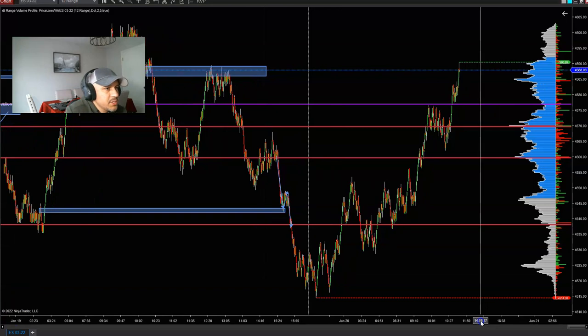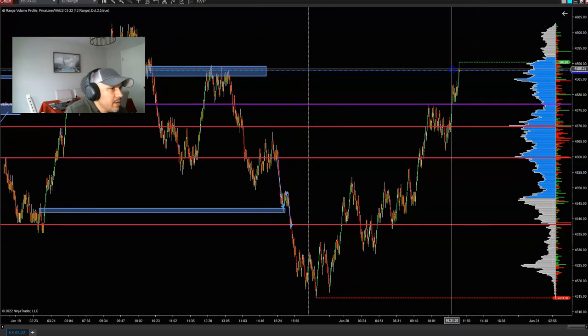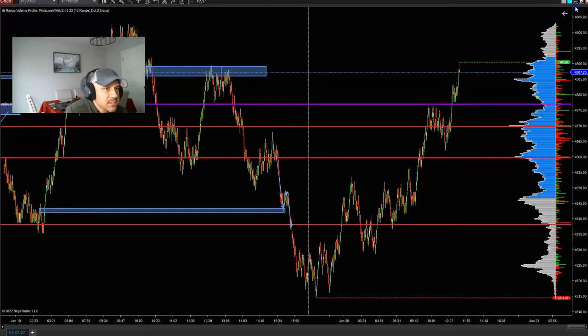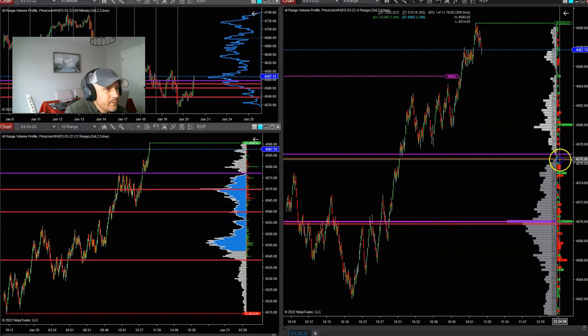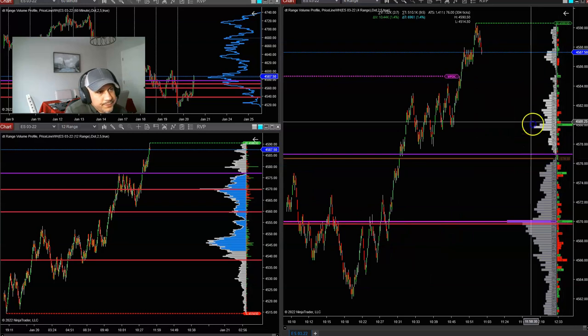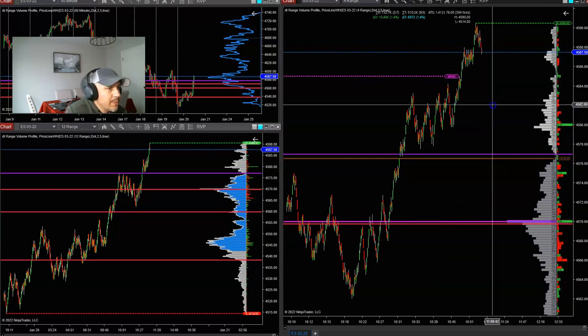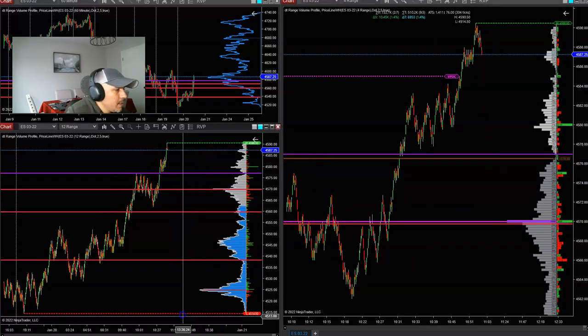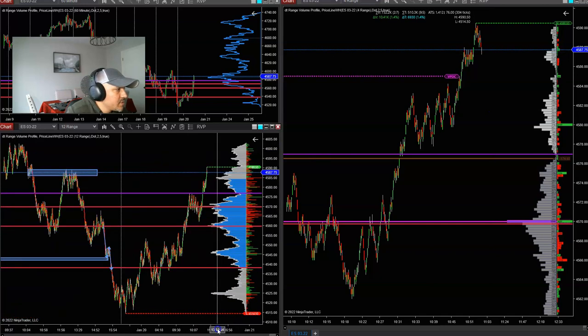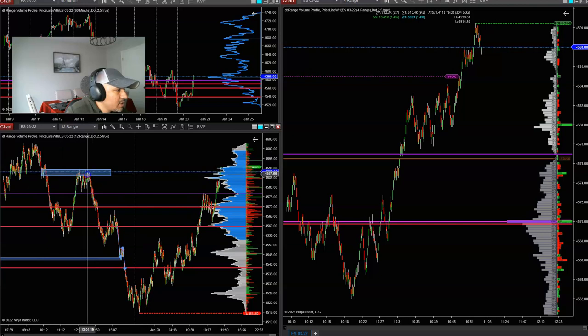All right, so far we're getting a little rejection from the top side right here at resistance, that's supply. Let's see what happens here. I'm looking at both my 12 range and my 4 range right now. This is the area right here. It's resistance. Price hasn't broken or taken out this high yet, so be careful.